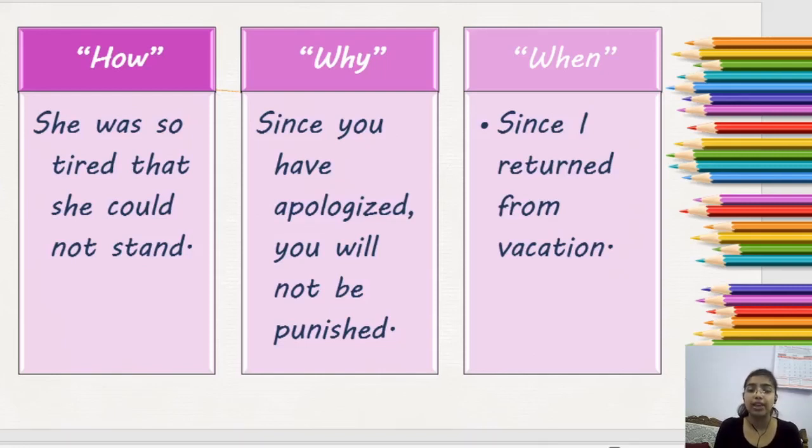Next, why? Since you have apologized, you will not be punished. When we are talking about the sentence, since you have apologized, we are having since here. But when we are asking a question, why would you not be punished? Since you have apologized. Apologized is a verb and you is the subject. Therefore, since you have apologized is the clause in the sentence.